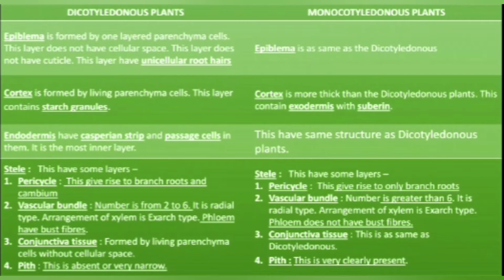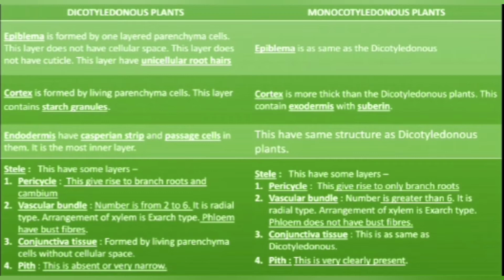And the number 4 part of the root is the stele. Stele consists of 4 different layers. Those are the pericycle, the vascular bundle, the conjunctive tissue and the pith. The dicotyledons have pericycle which gives rise to branch roots and cambium, but the pericycle of monocotyledons gives rise to only branch roots.